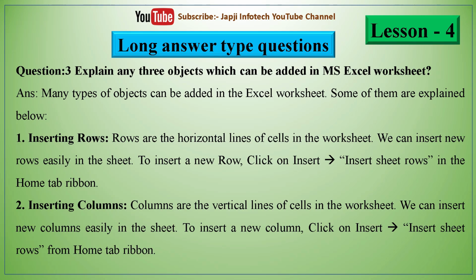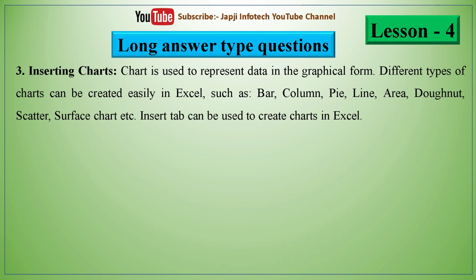And the second one is inserting columns. Columns are the vertical lines of cells in the worksheet. We can insert a new column easily in the sheet. To insert a new column, click on Insert, then click on Insert Sheet Columns from the Home tab ribbon. And the third one is inserting chart. So chart is used to represent data in graphical form. Different types of charts can be created easily in Excel, such as bar, column, pie, line, area, donut, scatter, surface chart, etc. Insert tab can be used to create a chart in Excel.